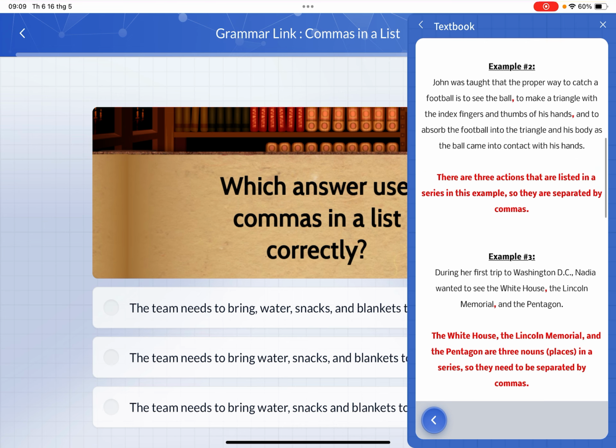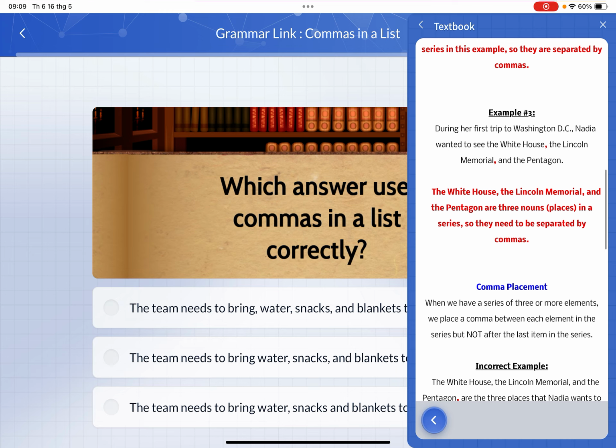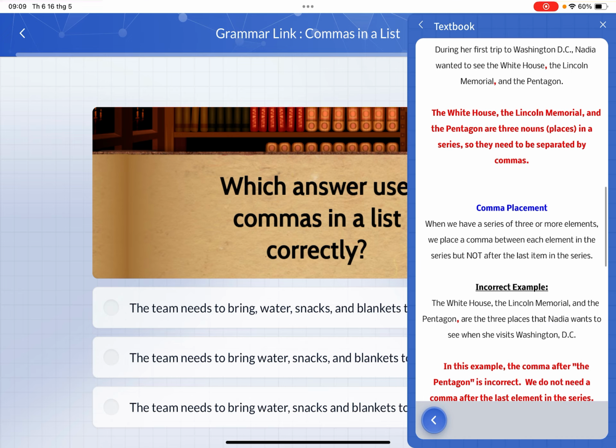In this example, during our first trip to Washington, D.C., Nadia wanted to see the White House, the Lincoln Memorial, and the Pentagon. The White House, the Lincoln Memorial, and the Pentagon are three nouns because they are places, and they are in a series, so they need to be separated by commas.